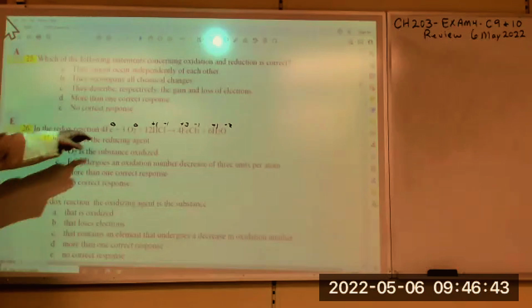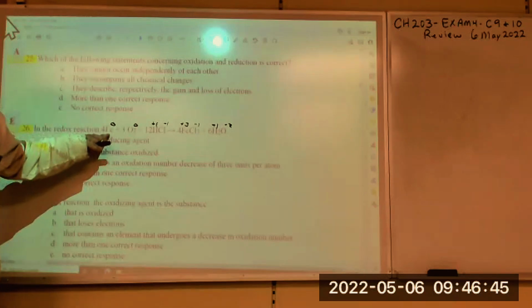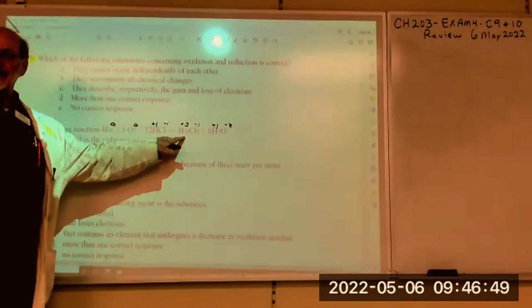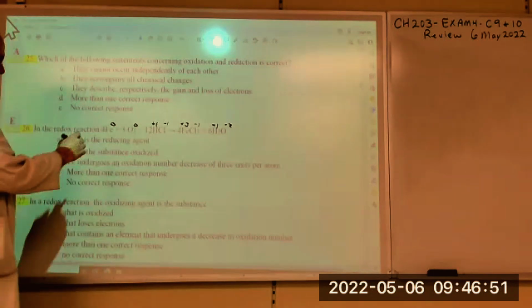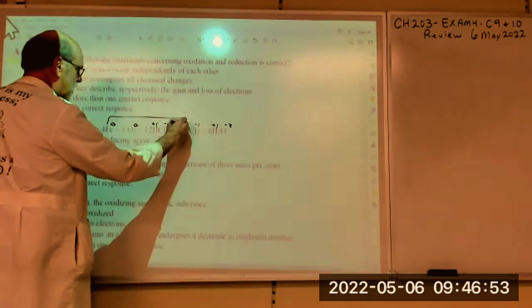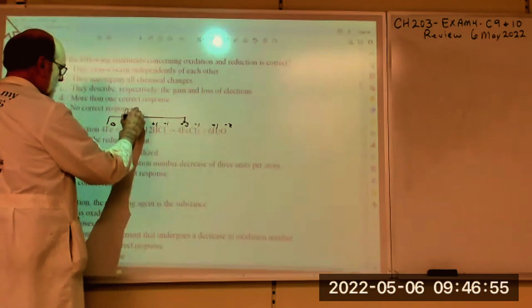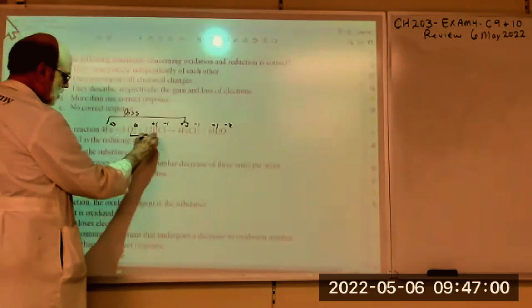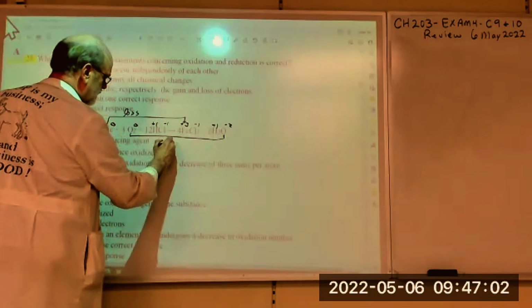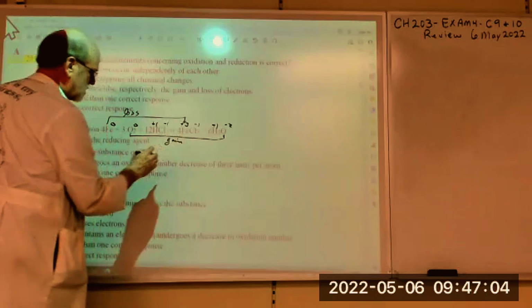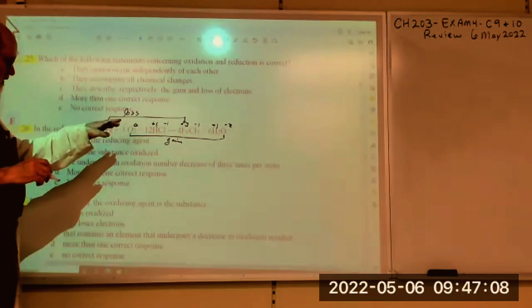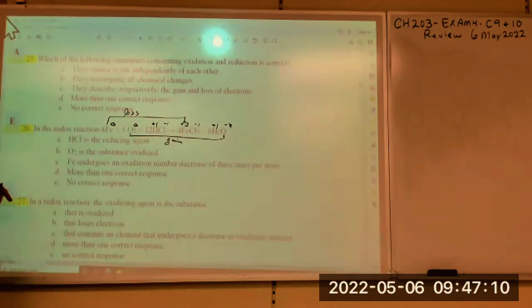So iron is being oxidized. Right, it goes from 0 to +3. Loses electrons. So if we go from here to here, that's a loss. Oxygen is being reduced. That's a gain. Okay, hydrogen doesn't change, chlorine doesn't change. Okay, we got our major players.